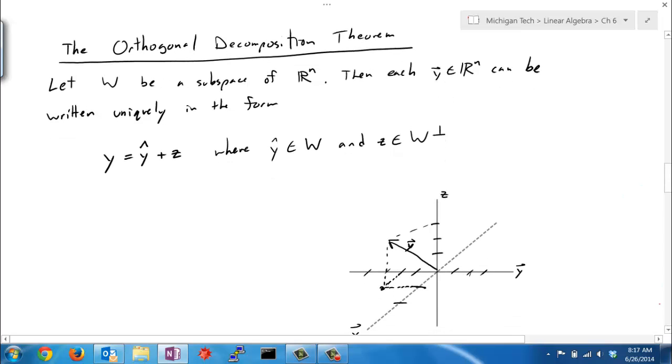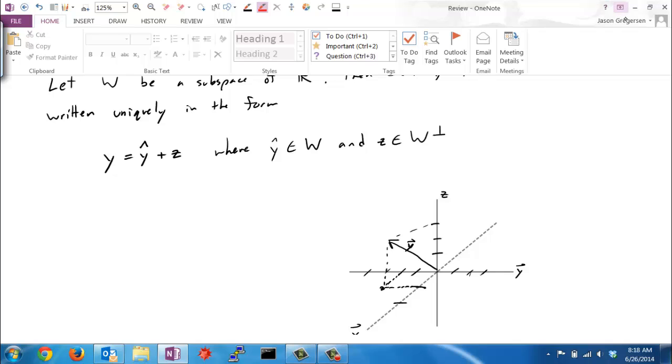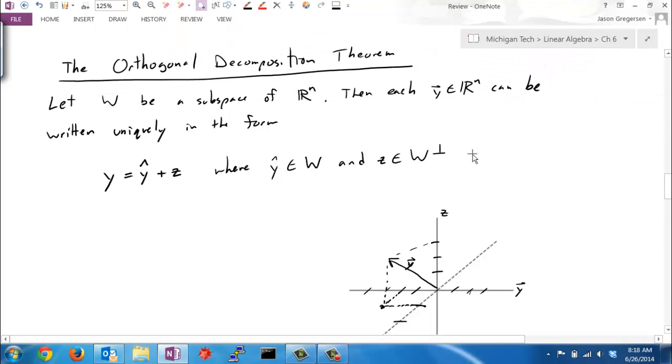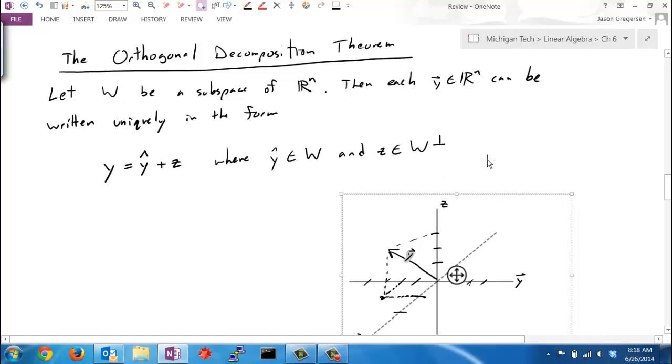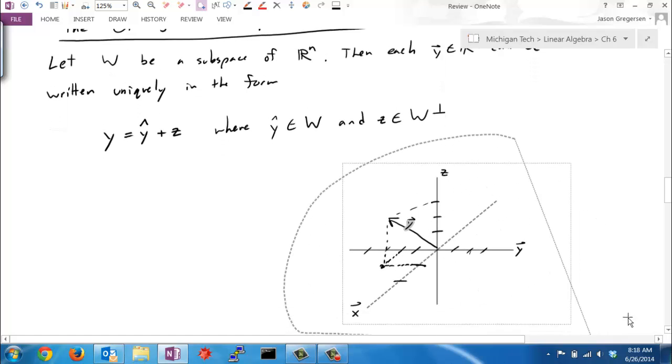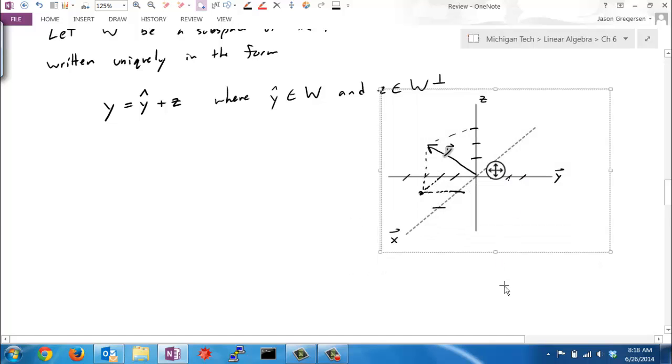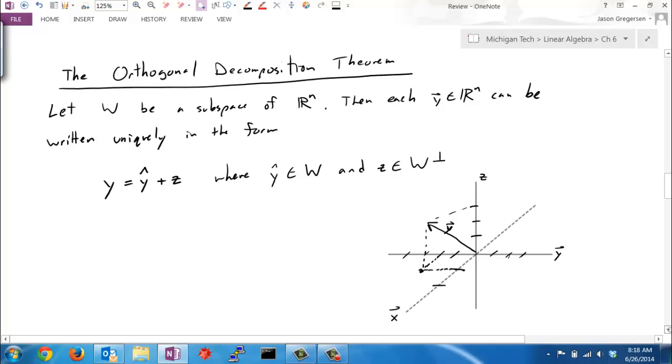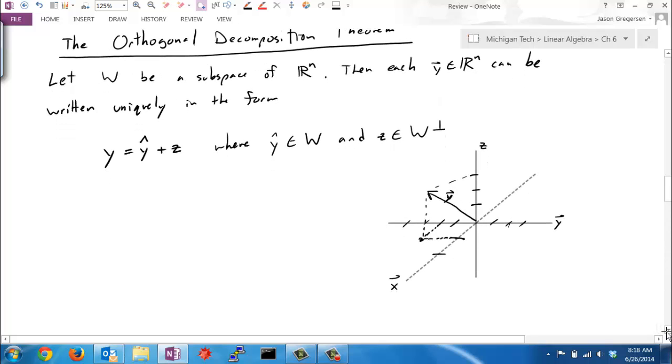So we have a theorem, the orthogonal decomposition theorem. And it reads like this. Let W be a subspace of Rn, then each y in Rn can be written uniquely in this form. And it probably looks a little bit like gibberish here. But all they're saying is if we look at a specific example like R3, that's the Rn thing. I need some subspace of R3. So in this one, I'm going to talk about the plane. The xy plane is a subspace that's in R3.